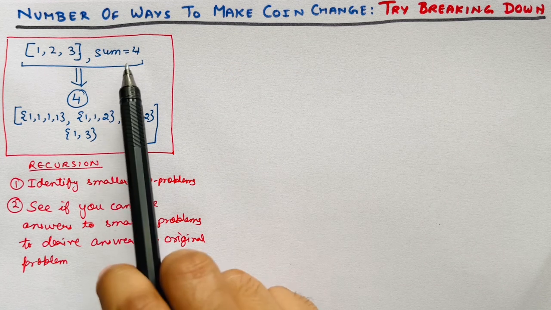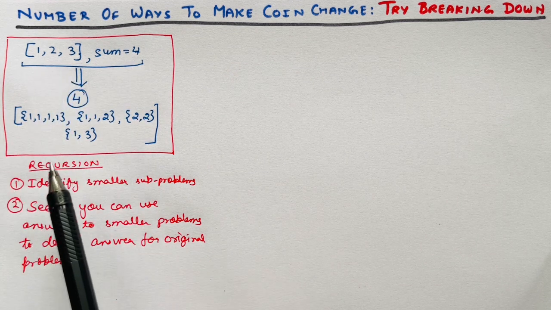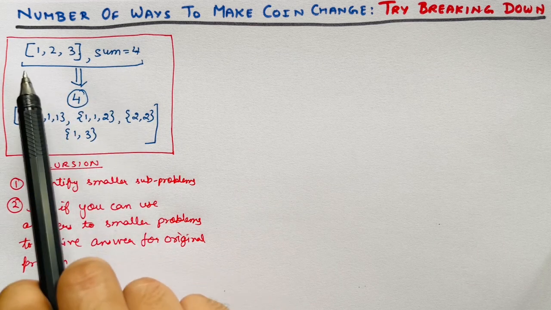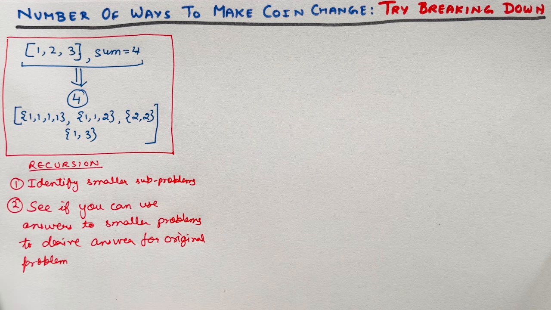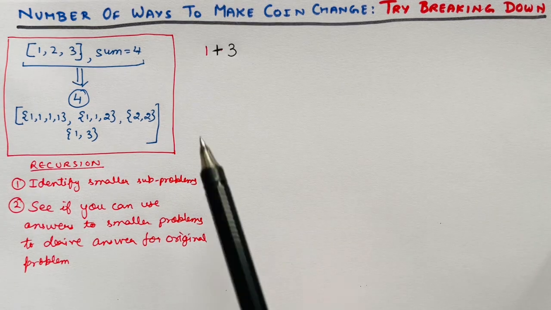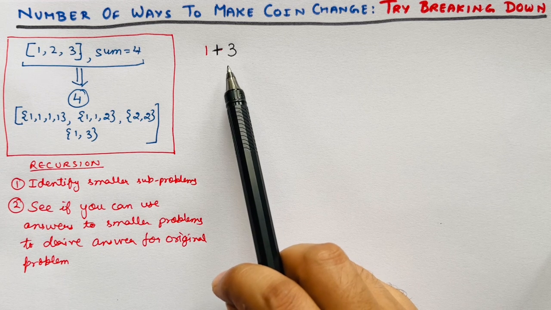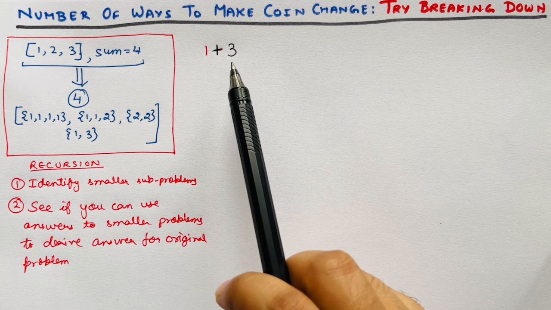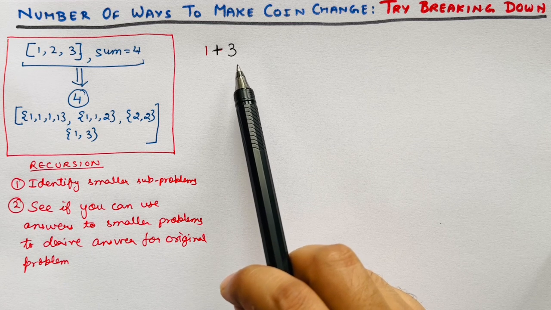So let's say we want to make the sum 4 using these coins 1, 2, 3. Now let's say I pick up the 1 rupee coin first. Then what do I have? Now if we have picked a 1 rupee coin, then we are left with rupees 3 only. That means now we need to find out the number of ways of making change for 3.